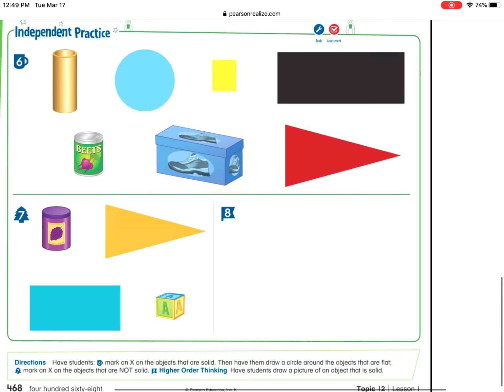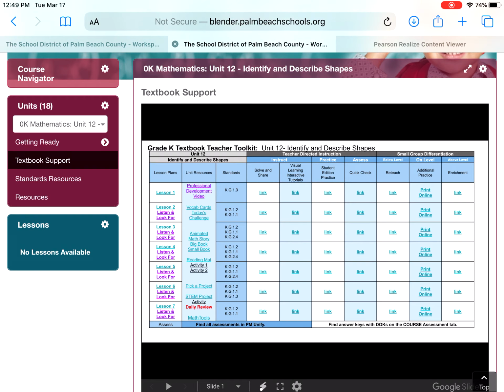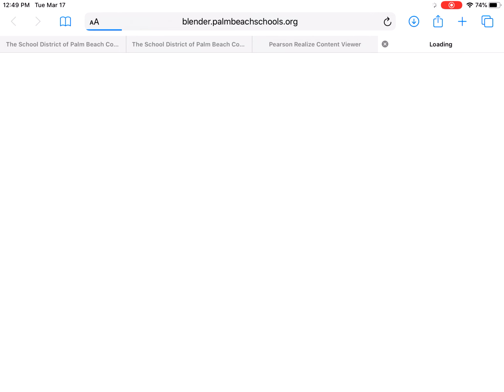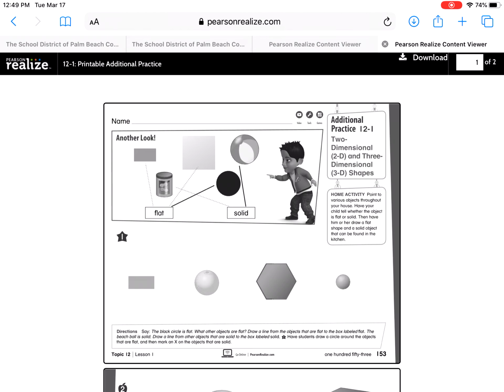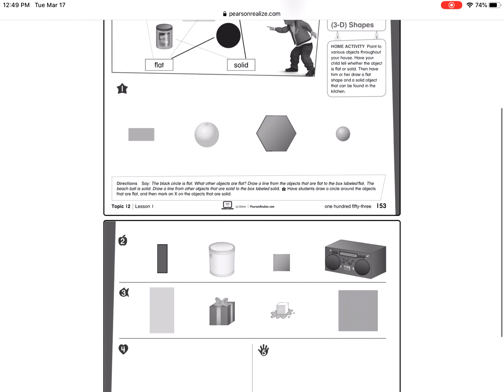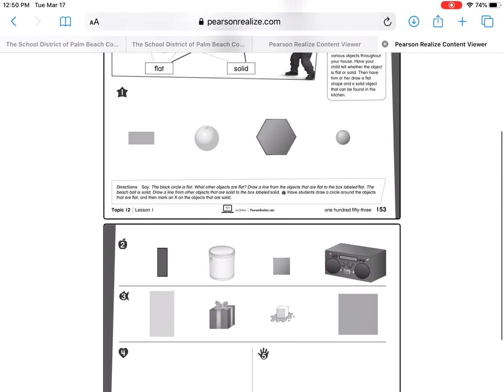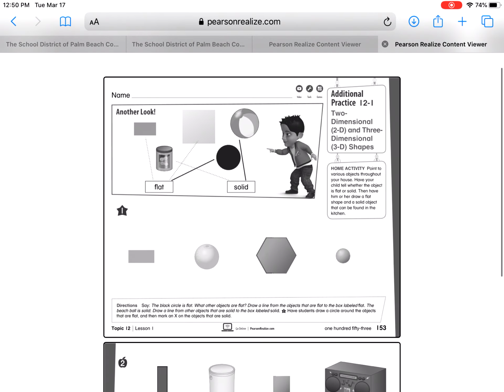Okay, so this is in your workbook. So work at this at home. Let's see. After that, you have homework, and your homework is right here. I think I have it for you. Yes, so your homework is this. 12.1, you're going to have to do this for homework. This is for lesson 1. It's only 5 questions. So your workbook is something else, but your homework is this.